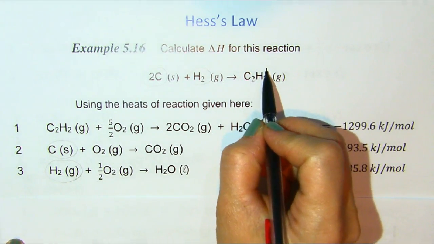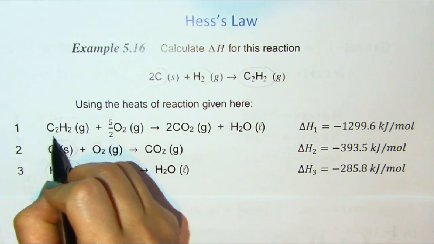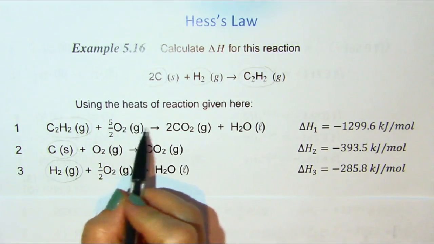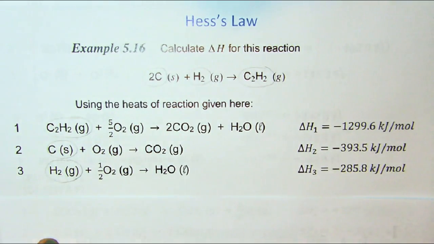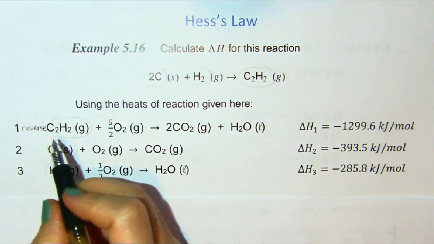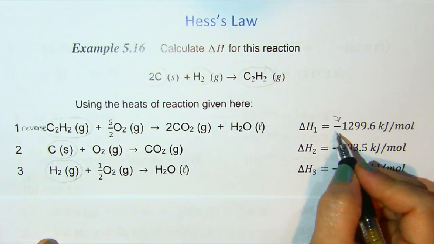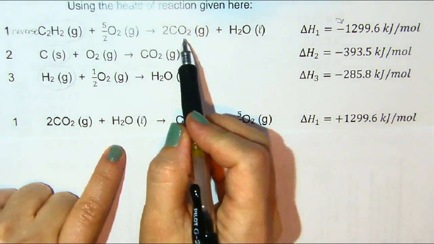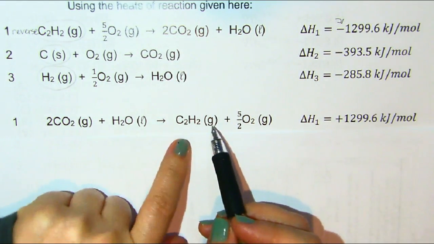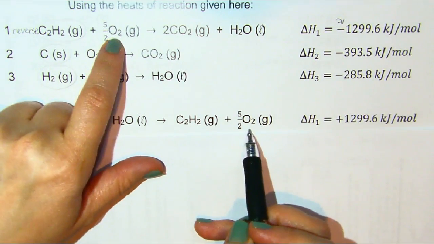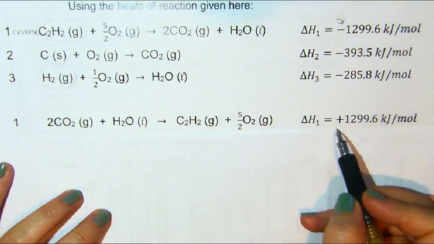And then on the product side, I need C2H2, and so if I look down here, there's C2H2, but it's not on the product side of the reaction like I need it to be. So the first thing that'll end up happening is we're going to reverse this reaction. And when we reverse this reaction, that means that we're going to change the sign from a negative to a positive. So now this reaction has 2 CO2 and H2O on the left-hand side, and on the product side we now have our C2H2 plus 5/2 oxygen. And notice that the sign was changed from negative to positive since we reversed the reaction.